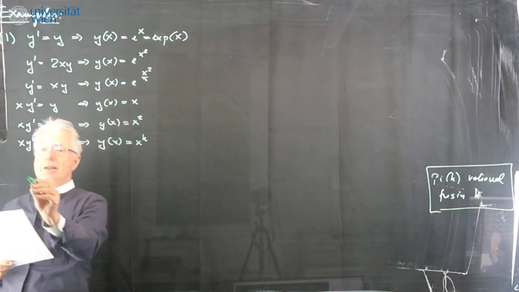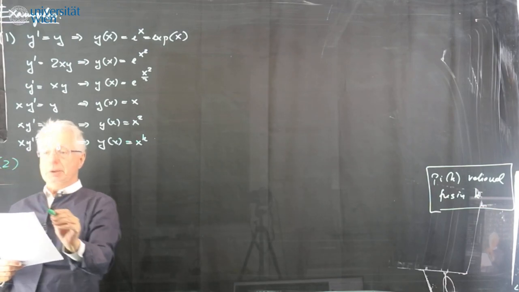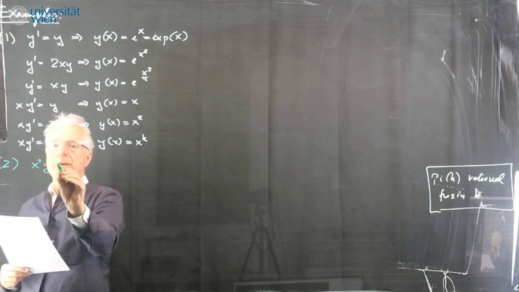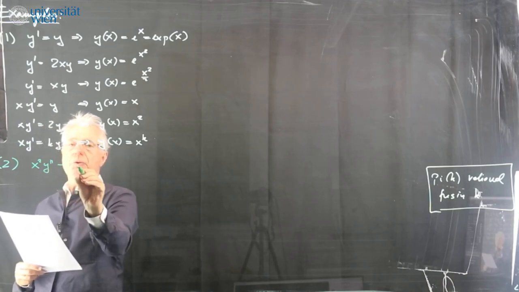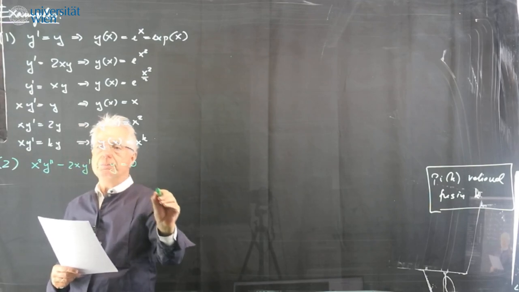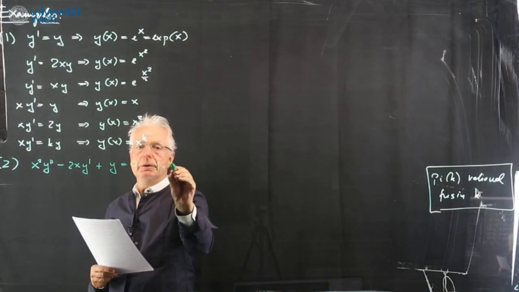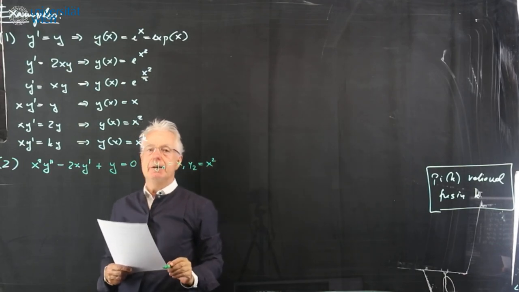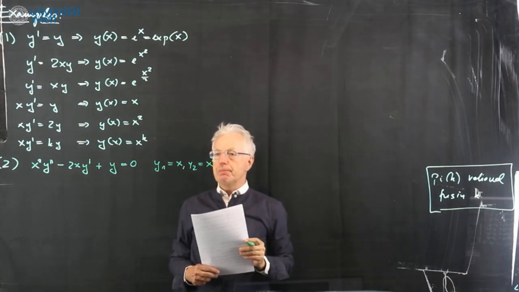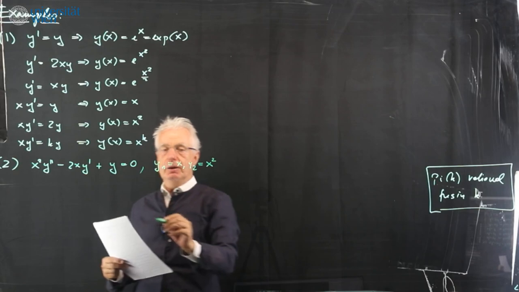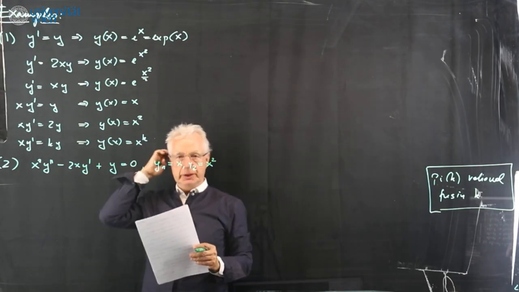Now, as I already told you in the trailer, let me repeat the equation. Now we take a second order equation, x square y double prime minus 2x y prime plus 2y equals 0, y1 equals x, y2 equals x square, as you immediately verify. I don't tell you yet how you find these, but it's easy to check once you have them.